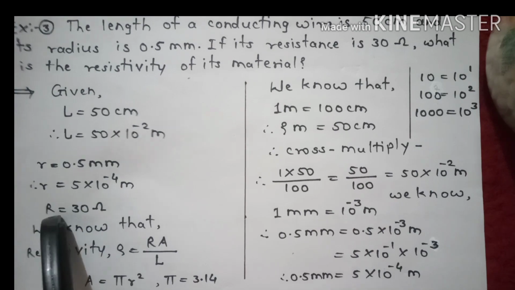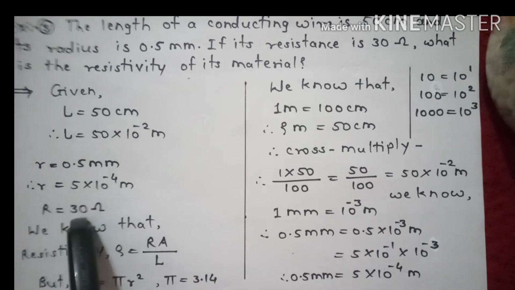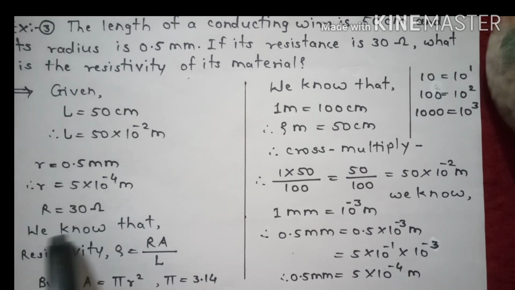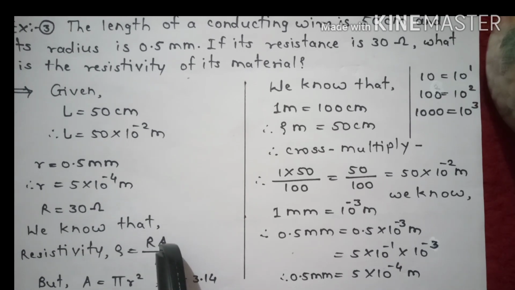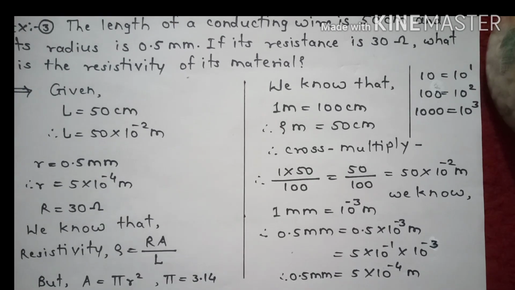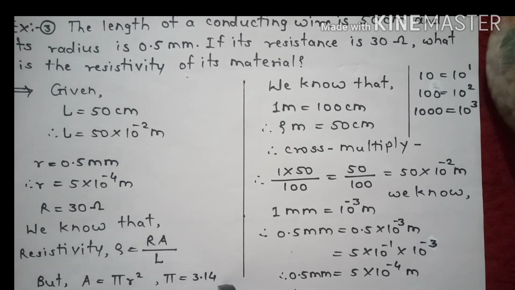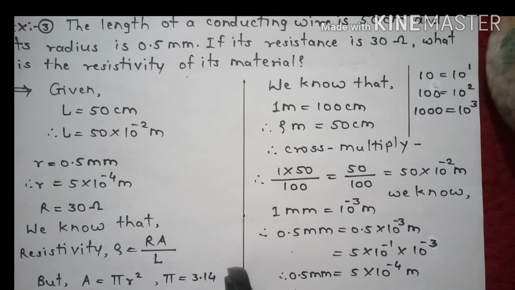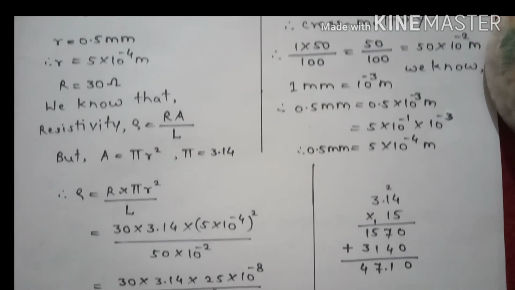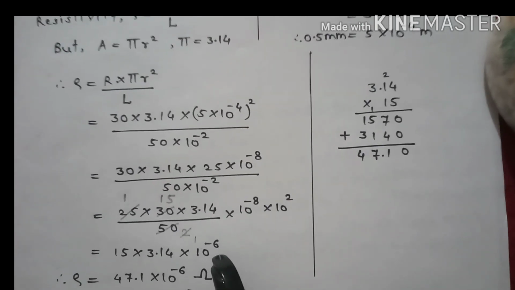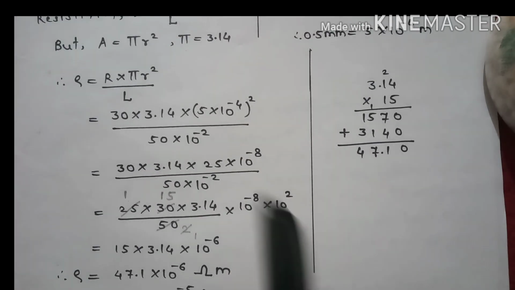Now here R is given, that is resistance is given 30 ohm. So we know that resistivity rho is equal to R into A upon L. But A means area and that formula is pi r square. So pi is equal to 3.14. You can write here pi value 22 upon 7 also. But here in this example we are using the value of pi as 3.14. Now after this we will put the values.